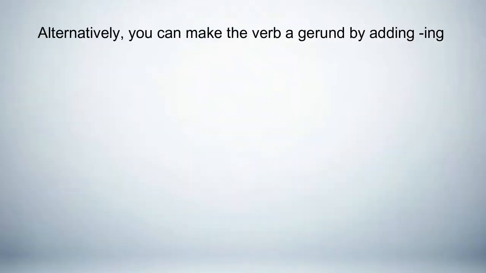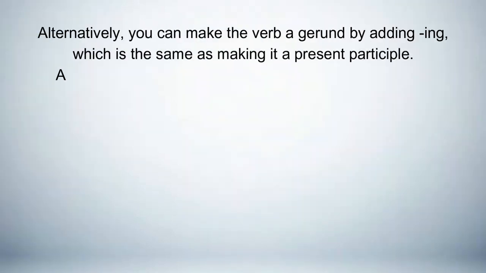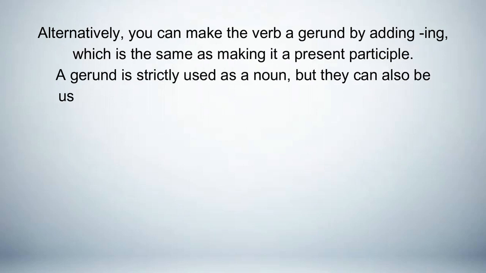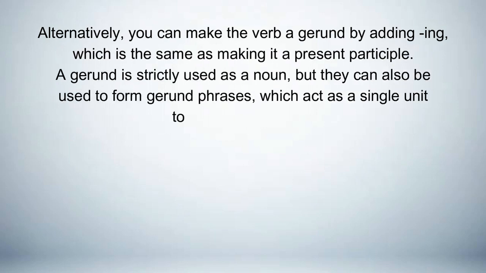Alternatively, you can make the verb a gerund by adding ing, which is the same as making it a present participle. A gerund is strictly used as a noun, but it can also be used to form gerund phrases, which act as a single unit to modify the gerund. For example, cycling is fun.